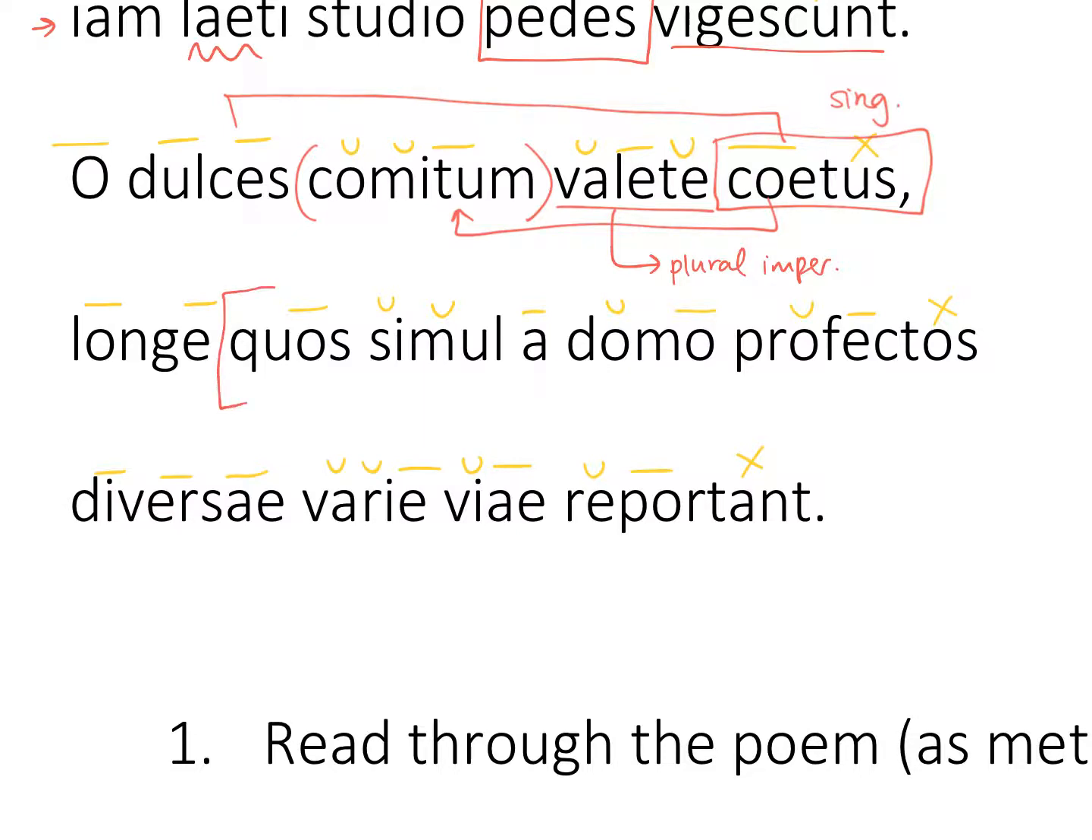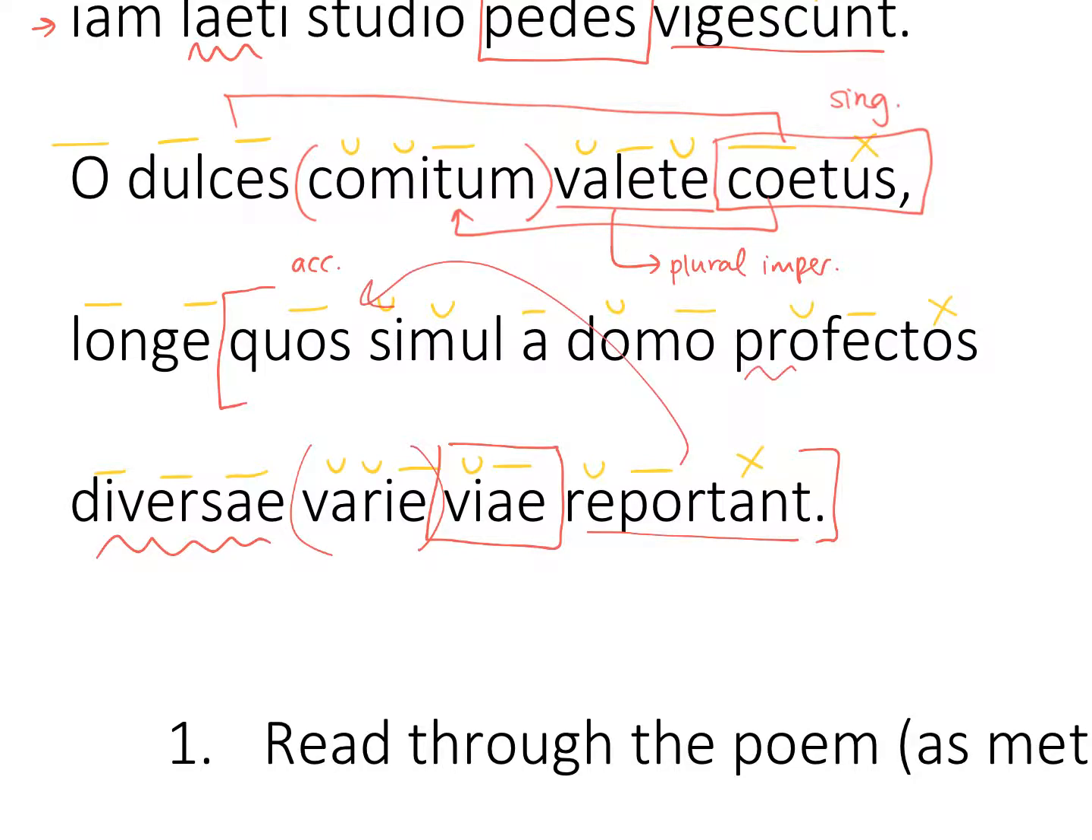Whom, so quos is setting up a relative clause. Whom, because this is accusative, quos. So what's the subject of the relative clause? The viae, and that's modified by the diversae. So the diverse roads bring back in various ways whom, having set out together from home. And then longe is actually considered to be part of this relative clause, even though it comes before it. So putting it all together in English that makes sense.